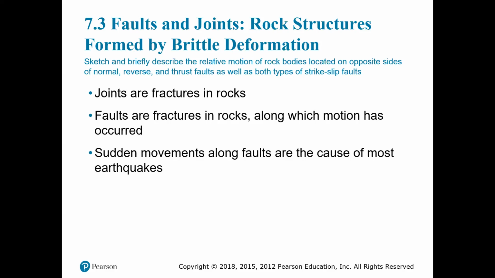So faults and joints are going to be our rock formations that are formed from brittle deformation. Joints are fractures in rocks. Faults are also fractures in rocks, but along faults, we can see where motion has occurred. In other words, there's going to be a disturbance where we can see how one piece of the rock that's broken off has moved relative to the other.